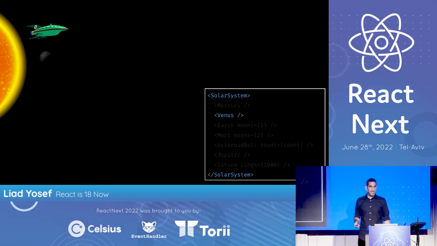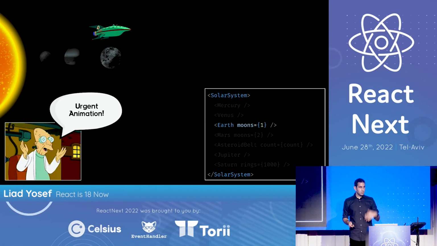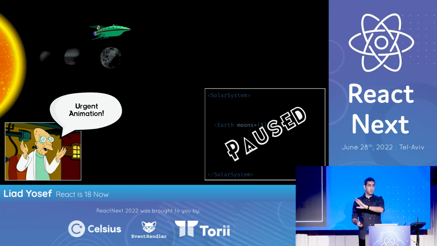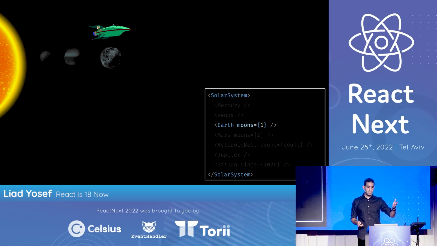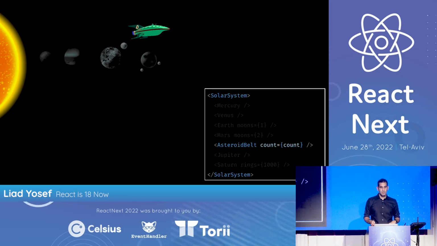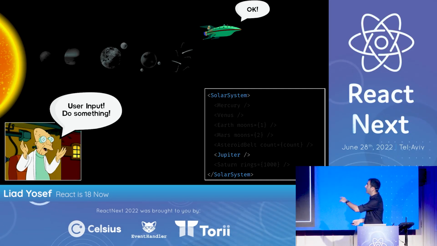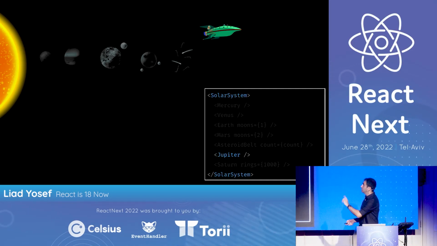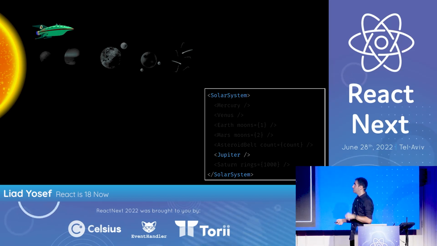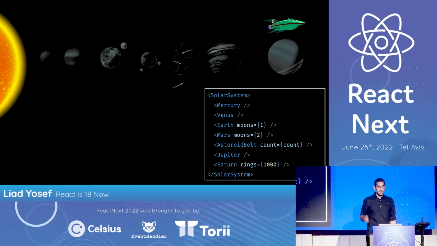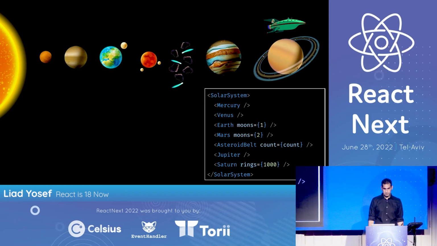With concurrent mode, React renders everything, but if there's an urgent animation that the thread needs to do, it can pause rendering, do the animation, and then continue rendering the tree. And if there's an urgent user input that changes this tree, React can go back to the start if it needs to, and then render everything, continue from where it stopped, right? And only then does it commit it to the DOM.